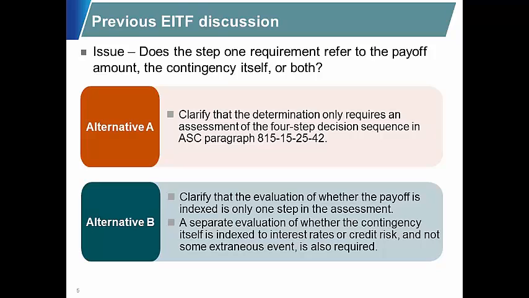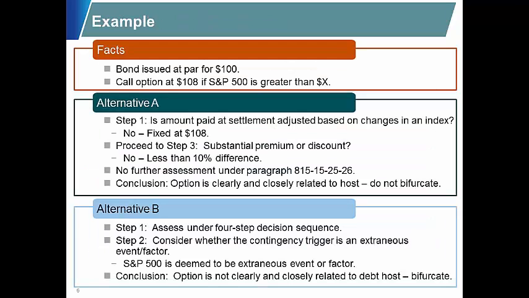Todd, could you please walk us through an example to illustrate these two different alternatives? Sure. So let's imagine a company issued a bond at par for $100. The bond contained a call option at $108 if the S&P 500 is greater than X. The question is, how would an entity evaluate whether this option should be bifurcated?